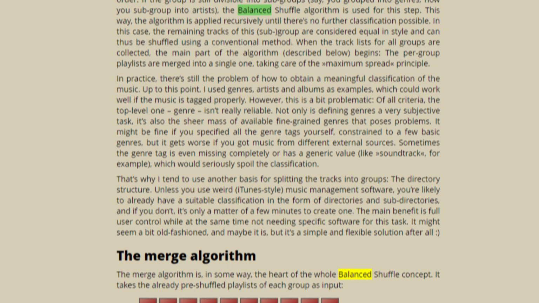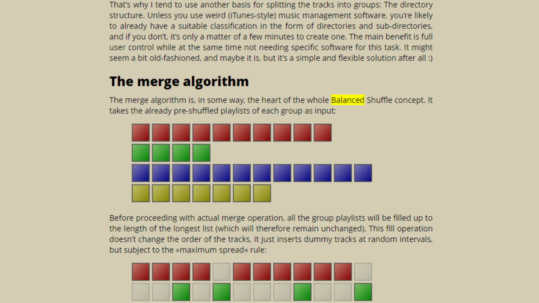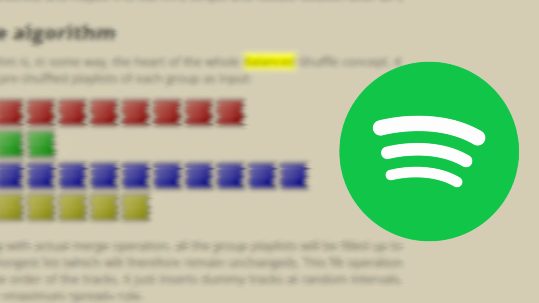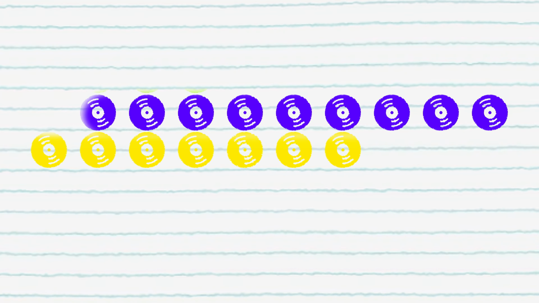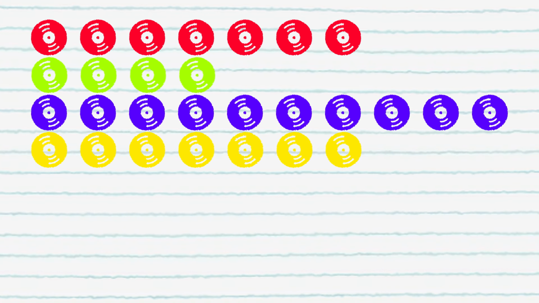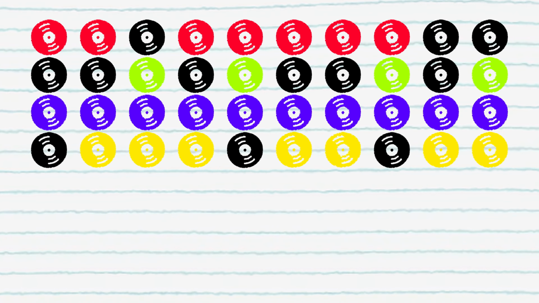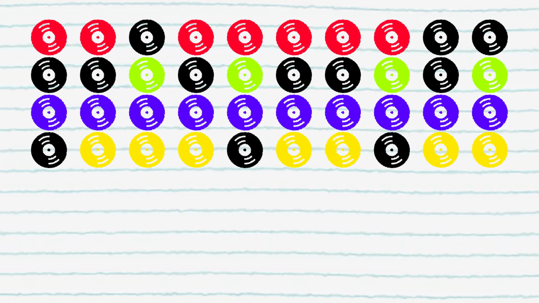Within Martin Fiedler's article is a solution he developed called the balanced shuffle. Spotify used this technique, but altered it to their own needs. This is how it worked. It first takes the pre-shuffled playlist and then groups them by artist. It then takes the length of the biggest group and adds dummy tracks to the other groups. These dummy tracks are then placed at random.